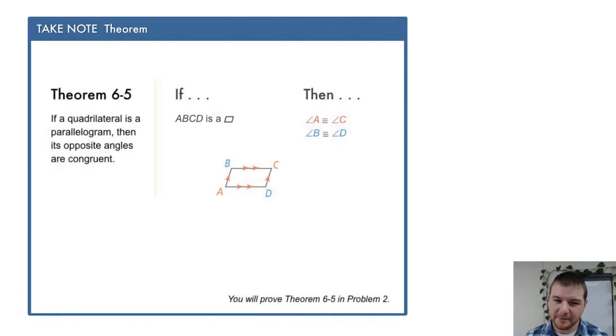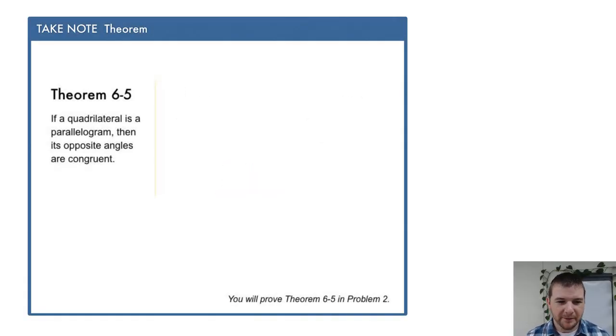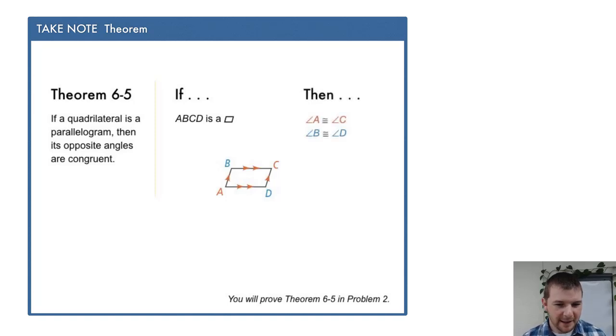Theorem 6.5 states, if a quadrilateral is a parallelogram, then its opposite angles are congruent. So in the diagram, if ABCD is a parallelogram, then angle A is congruent to angle C, and angle B is congruent to angle D.